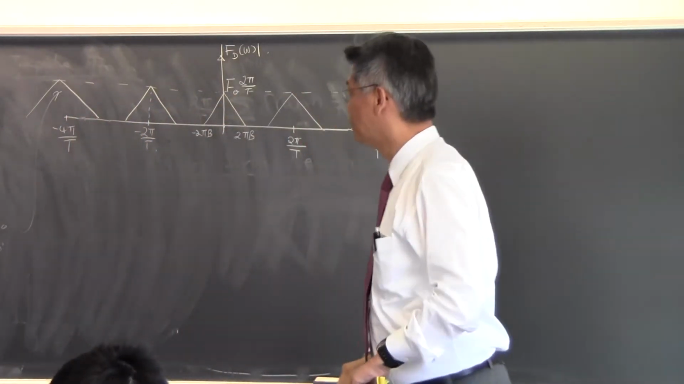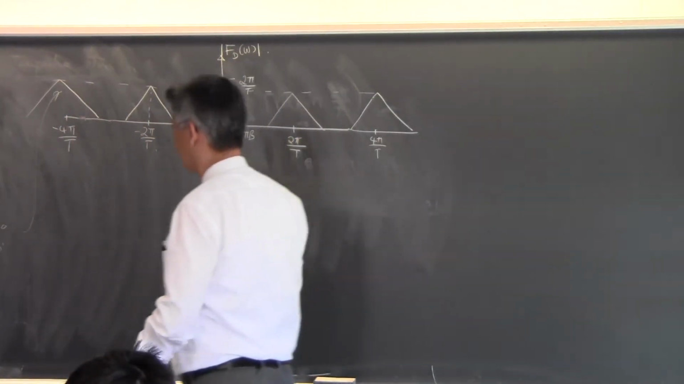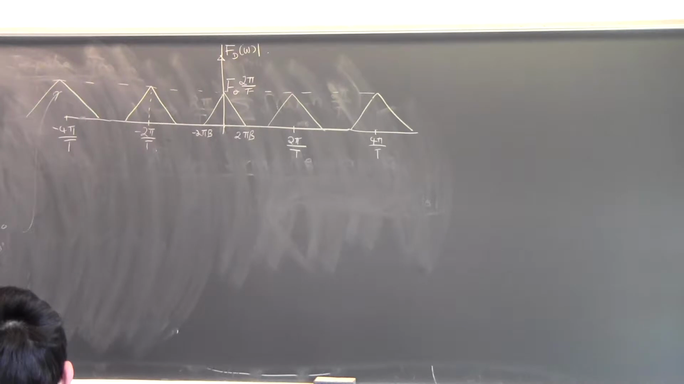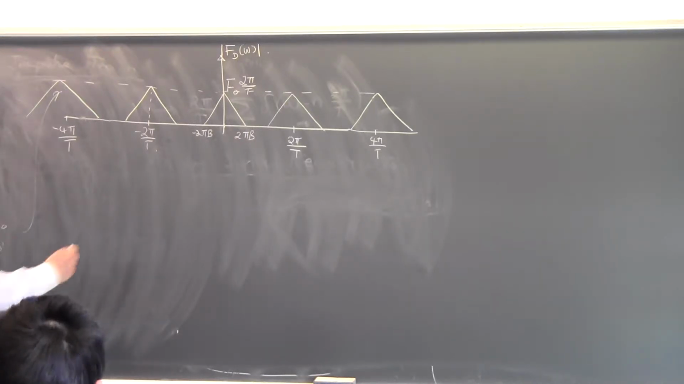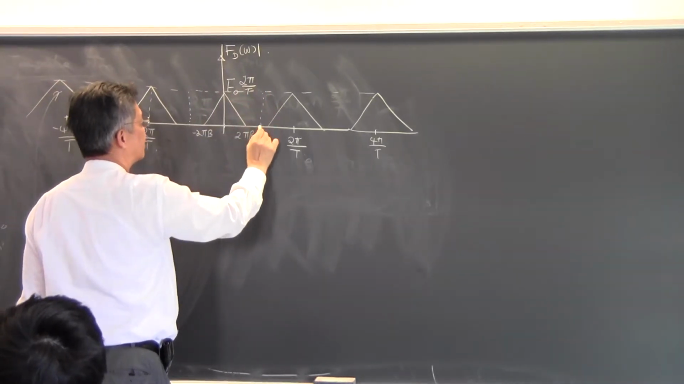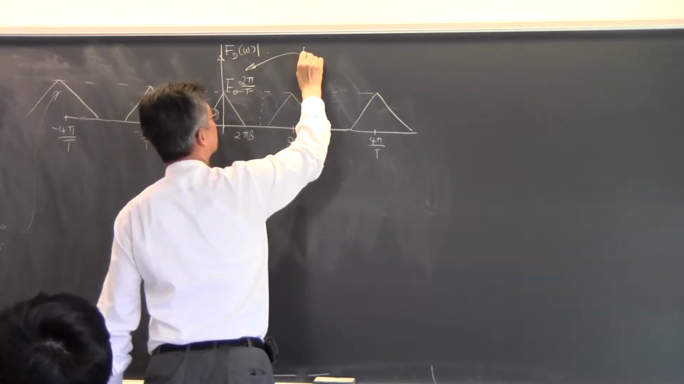So the digitized signal will have this kind of spectrum. What do I do if I want to recover the original spectrum? I pass this to a low-pass filter that picks out only one of the bands. This is also called a baseband.